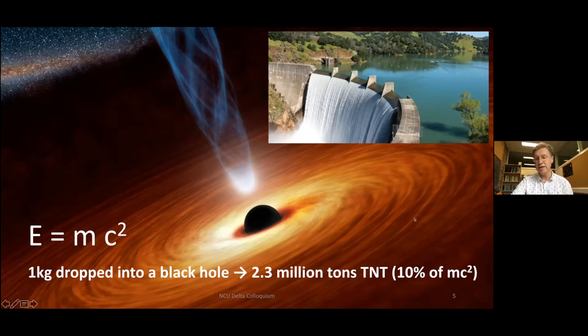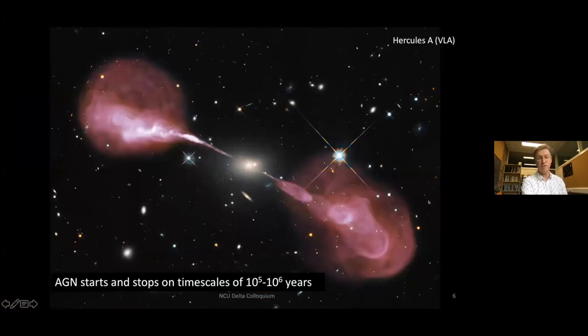One way we know that is that if they didn't turn off and just had this amount of matter pouring into them for the age of the universe, the black holes would be vastly larger than what we actually see. But we can also see direct observational evidence for black holes turning on and off.